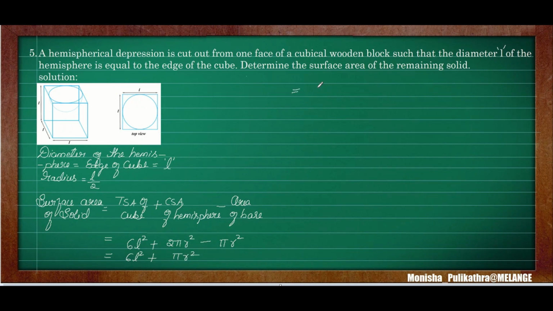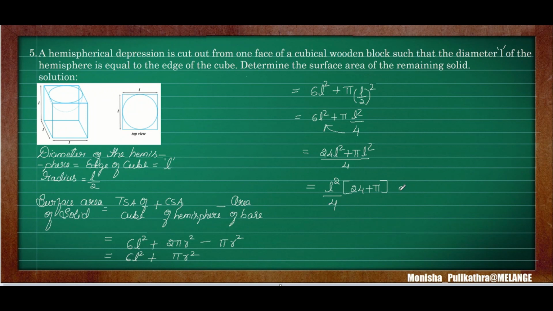Here, 6L square, write as it is, plus pi. We know that r is equal to L by 2, because the diameter is L, therefore the radius is L by 2. So it will become L by 2 whole square. So 6L square plus pi L square by 4. Now by LCM, we get 24 L square plus pi L square divided by 4. Here L square is common, so we can take L square common. The remaining will be 24 plus pi, and this 4.